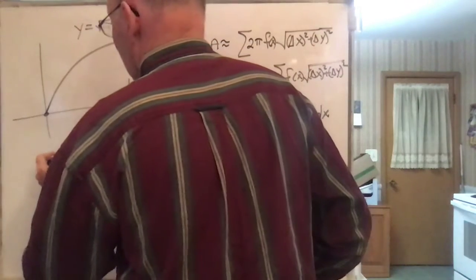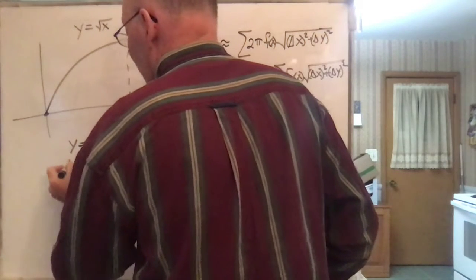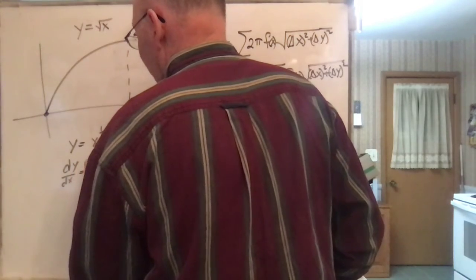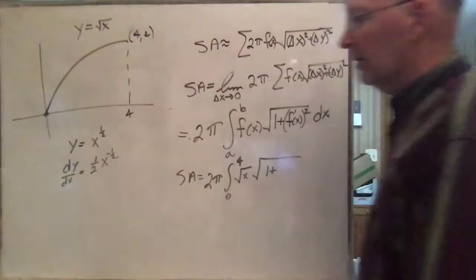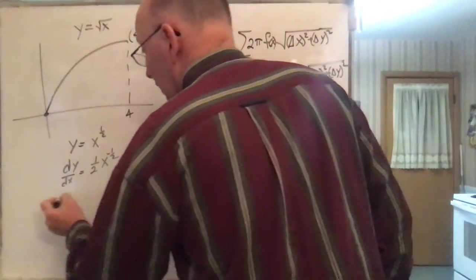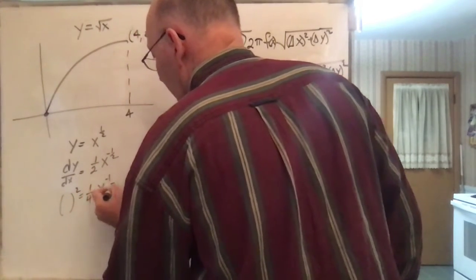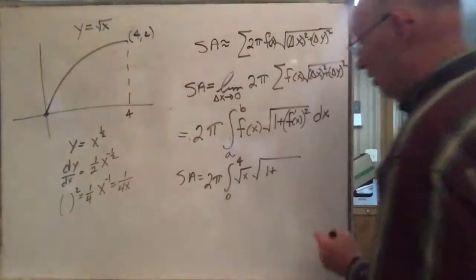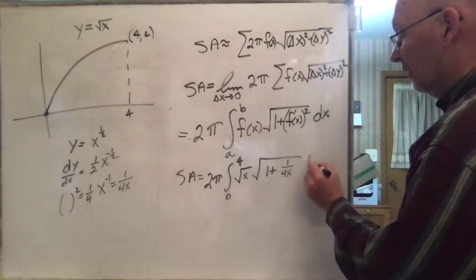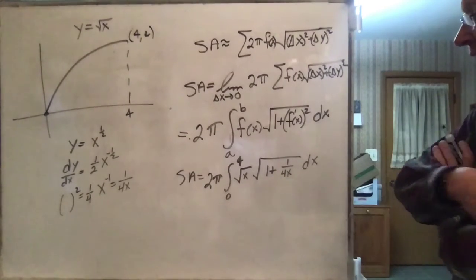Well, let's see. This is y equal to x to the 1/2. So the derivative is going to be what? 1/2 x to the minus 1/2. Agreed? There's the derivative. And if you square that, you're going to get 1/4 x to the minus 1, which is the same as 1 over 4x. So it's going to be 1 plus 1 over 4x right there, dx. So that's what we have to be able to find the antiderivative of.